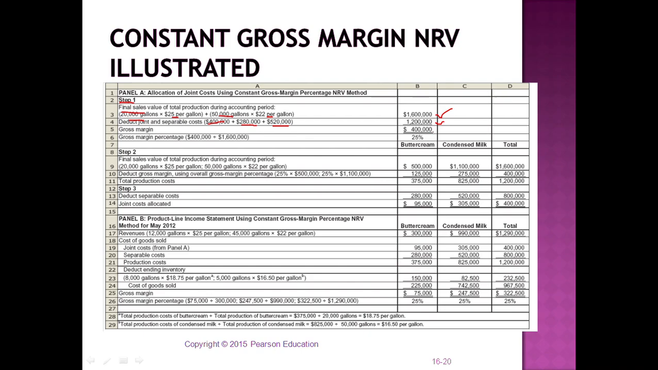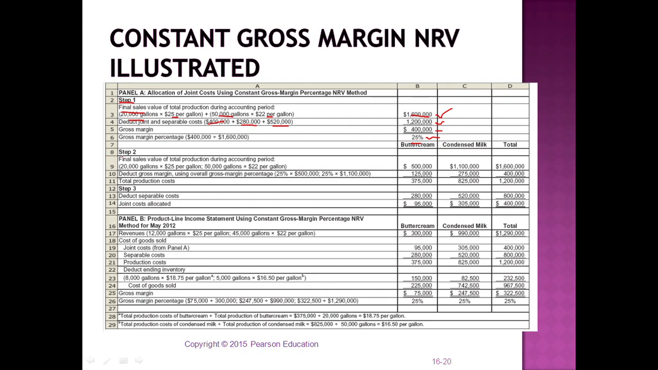So you say 400,000 divided by 1,600,000. So this is the gross margin. 400,000 divided by 1,600,000 into 100 will give you the gross margin percentage, which is 25%. Right? So we are going to use this 25% as a distribution basis for distributing the joint cost of the joint product.